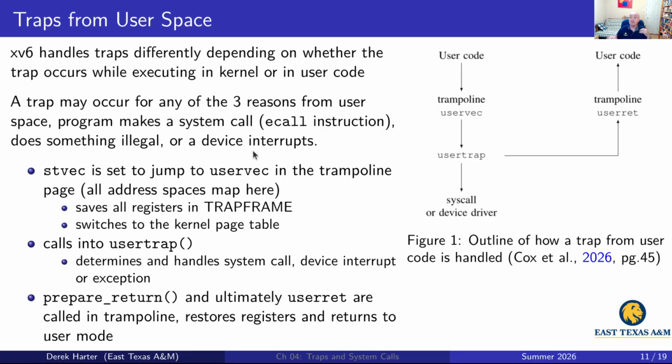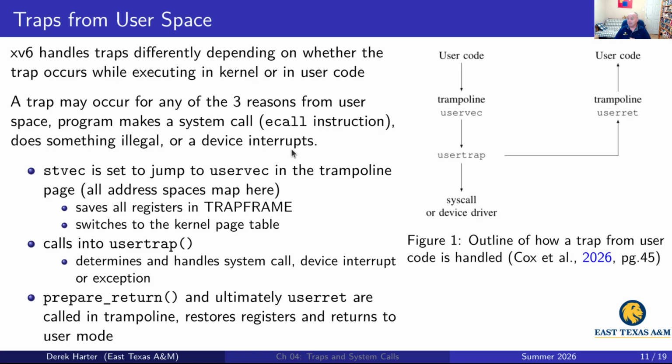So reminder, a trap can occur for any of three reasons. The program could explicitly in software make a system call by using the ecall instruction. It might do something illegal, like try to access an address that can only be accessed if you're in supervisor mode. Accessing an illegal address is a common thing. Or a device interrupt occurs.